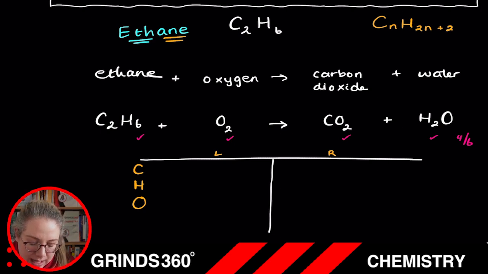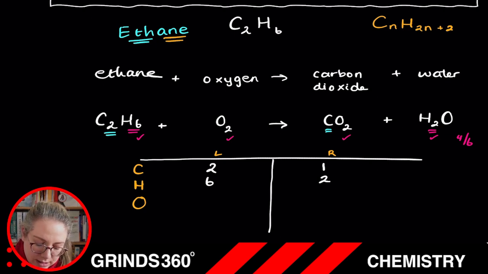So here, let's make a list of all of our carbons. For carbon, I have 2 carbons on the left-hand side. And on the right-hand side, we only have 1. The carbons are not balanced. We can't make a carbon atom disappear. So we're going to have to balance that in a minute. Now we go for the hydrogens. Hydrogen, you have 6 of them on the left-hand side. But on the right-hand side, there's only 2. Okay, my hydrogens are going to be a problem as well.